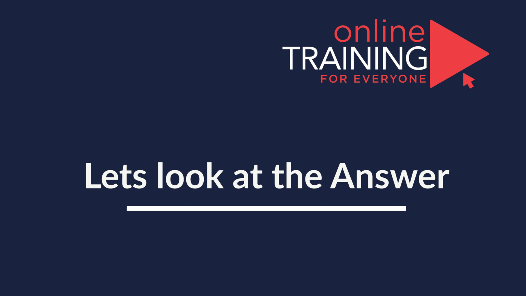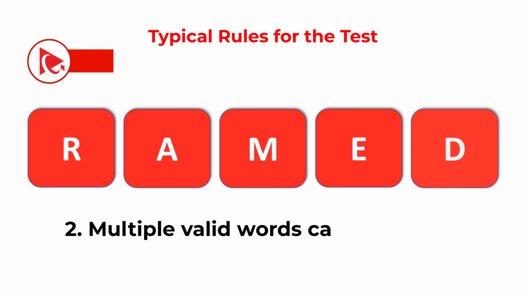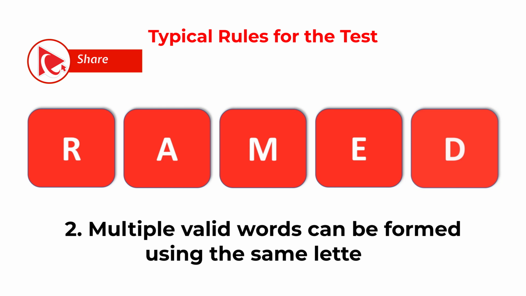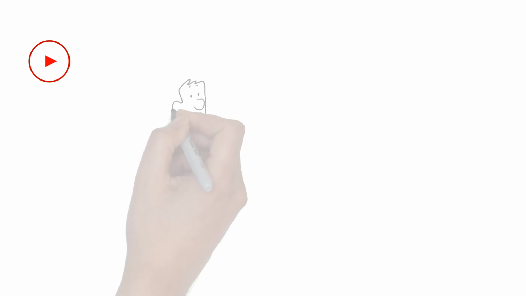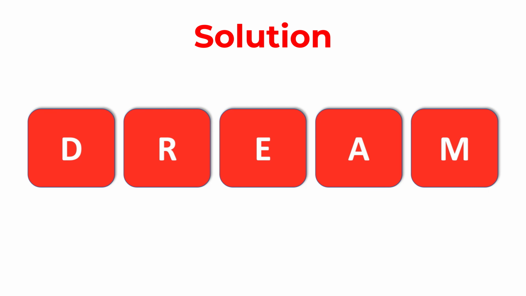Every test is different, but typical rules require you to use all 5 letters, and the final word that you form should match the number of letters that you see on the screen. A lot of times, you might be able to form multiple words using the same letters. Ready or not, I'm going to move forward and reveal the final solution. The solution to this challenge is the word dream, which is spelled D, R, E, A, and M.